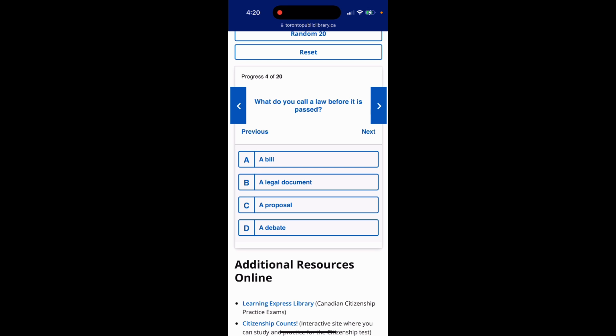Question 4. What do you call a law before it is passed? Option A, a bill. Option B, a legal document. Option C, a proposal. Option D, a debate. The answer is option A, a bill.